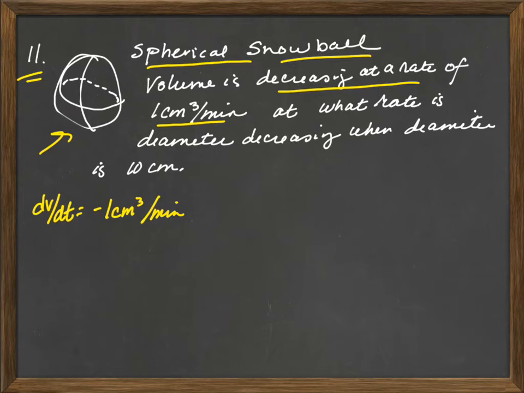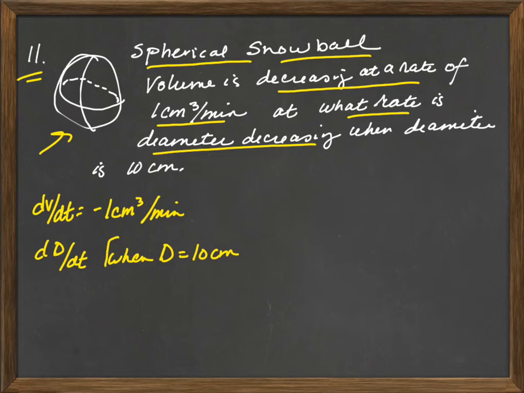Okay. So then we have, let's see. It says, at what rate is the diameter decreasing? Okay, so diameter. So we want, I guess, capital D, dD/dt for the diameter when the diameter equals 10 centimeters. Okay, so we know we need to have our volume of a sphere in terms of diameter, right? So let's start working on that.